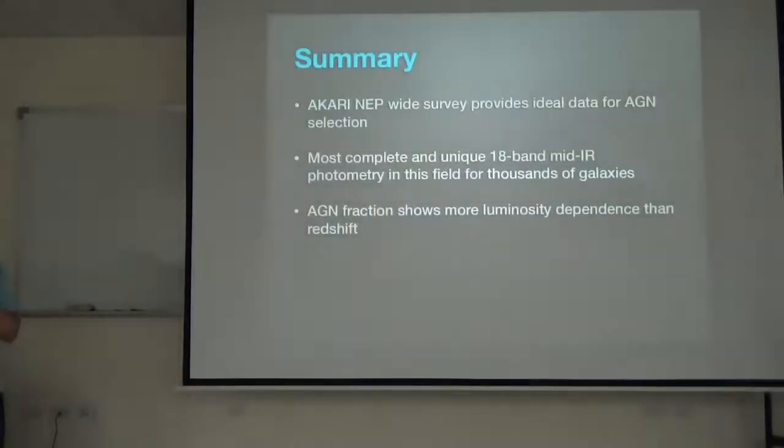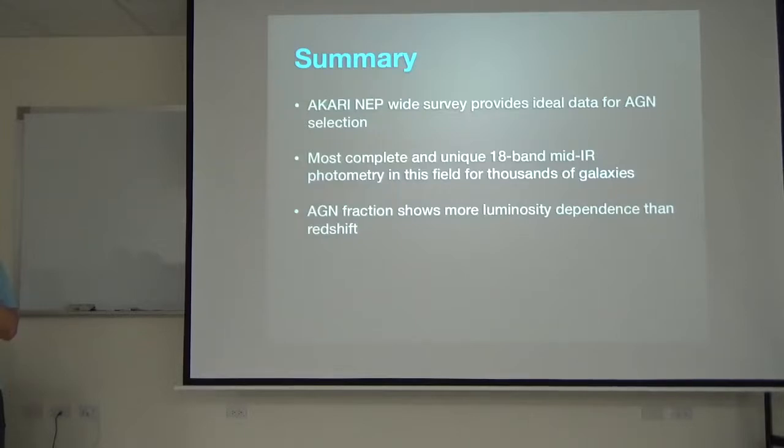So the summary is, I used a very good way to select AGN, and the result seems to follow the theory of star formation history. This has been submitted to PSJ. If you have any comments, they are very welcome. Thank you very much.